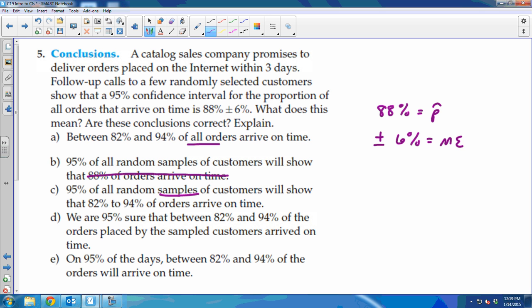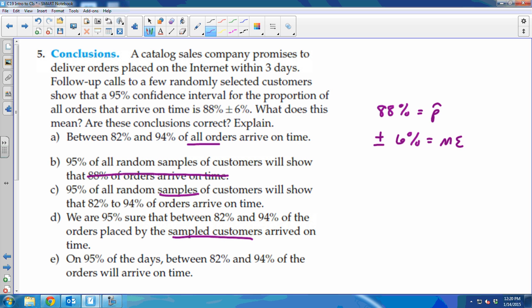So on D, we are 95% sure that between 82% and 94% of the orders placed by the sampled customers arrive on time. That's one of those that's technically true, but you're really 100% sure because 88% are the ones you polled. 88% said their stuff arrived on time. Right? This is still talking about sampled customers. It's not talking about the population as a whole. And then on E, on 95% of the days, between 82% and 94% of the orders will arrive on time. Yeah, that's nothing to do with days.